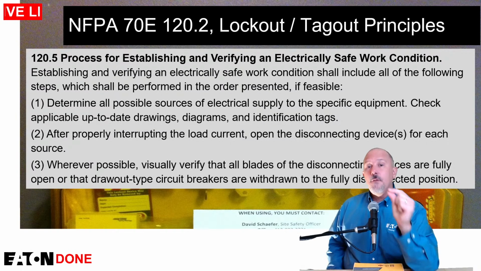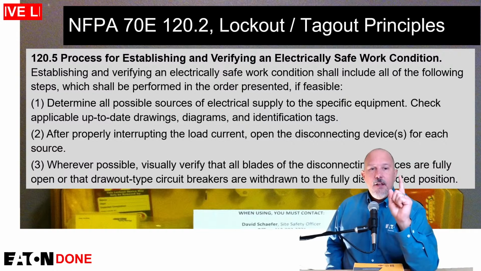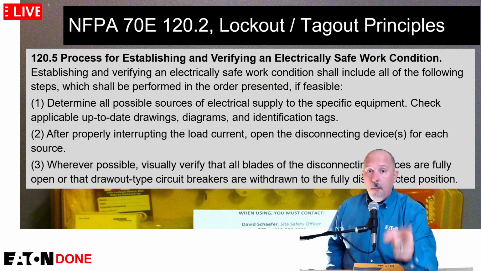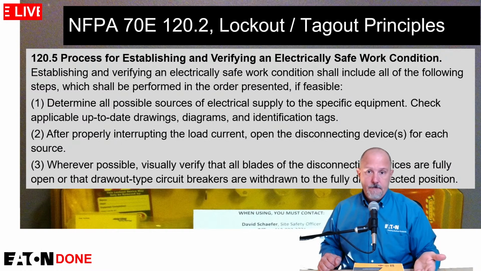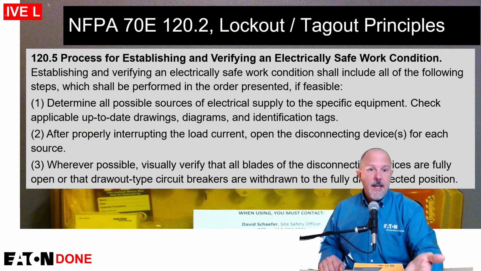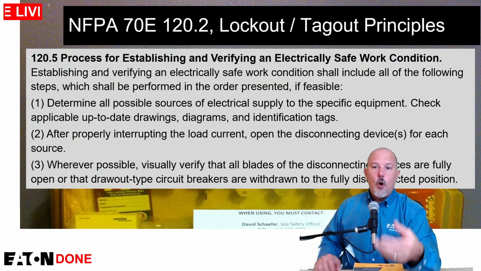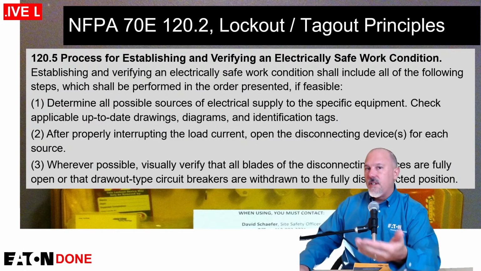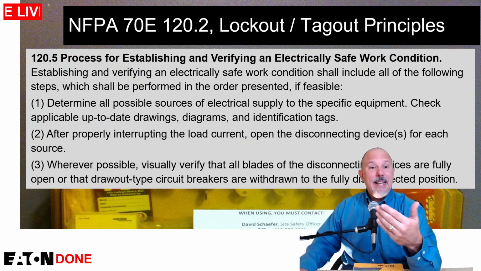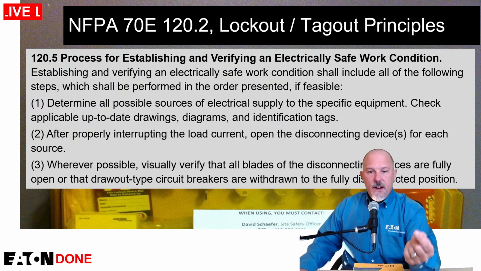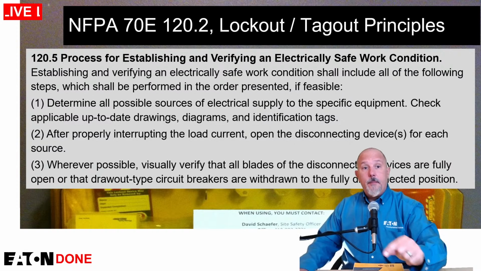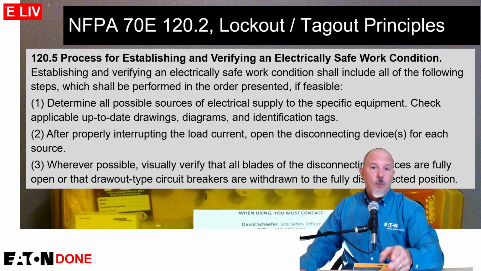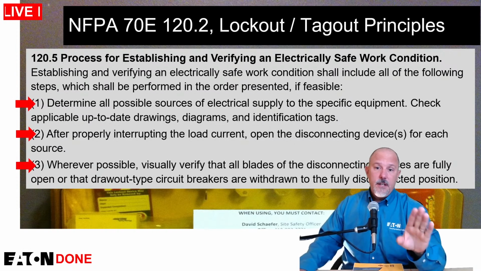120.5, process for establishing and verifying an electrically safe work condition. You have the following steps. Determine all possible sources. If I don't have a one-line diagram, how do I do that? And it tells you it has to be up to date. After properly interrupting the load, open the disconnecting devices for each source. If I don't know where those are, I can't do that. Visually verify that all the blades are open. I don't need a one-line diagram for that because I'm looking in the equipment. But for 1 and 2, you need a one-line diagram. I'm sorry, you need that.